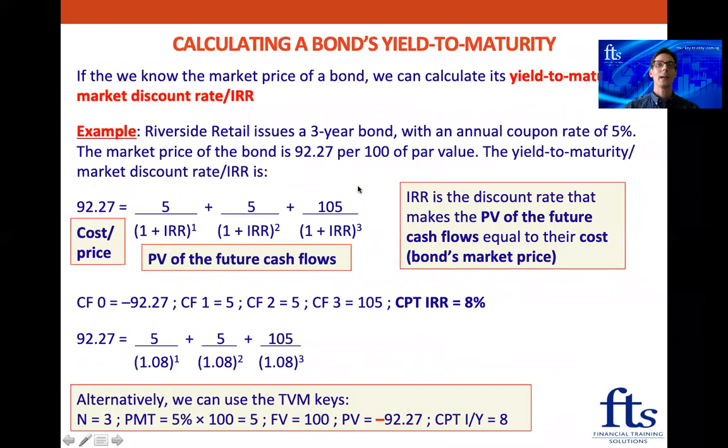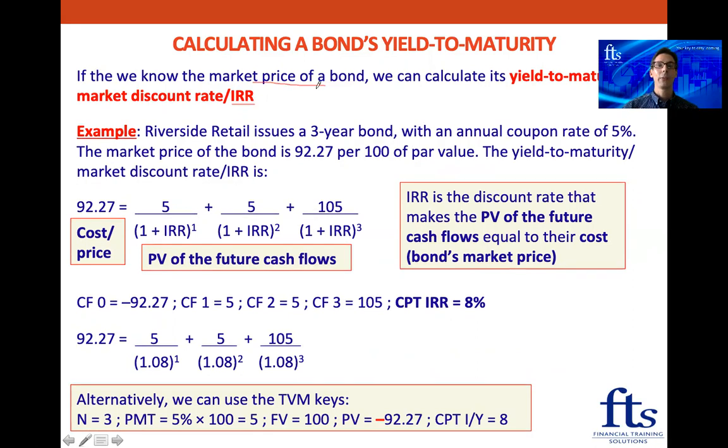So let's now go on to calculating a bond's yield to maturity. So if we now know the market price of a bond, if they give us the market price of the bond, then we can calculate the yield to maturity, or they call it the market discount rate. And it is, in fact, an internal rate of return. And we're going to see why in just a minute.